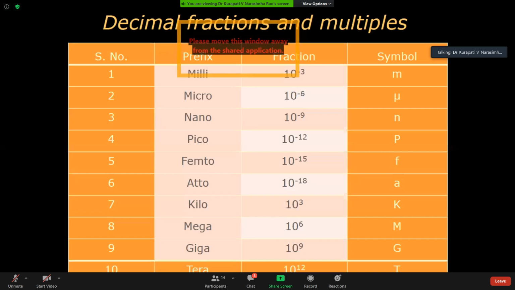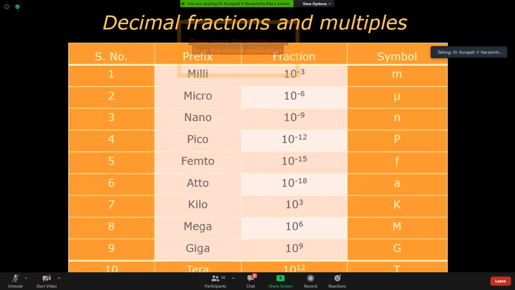Now everyone is talking about nanotechnology. Nano is 10 to the power of minus 9. And pico, femto, atto, again, you don't need to learn much. But coming to the higher quantities, kilo is 1,000. See, 1 meter and 1 kilometer. 1 kilometer is 1,000 meters.